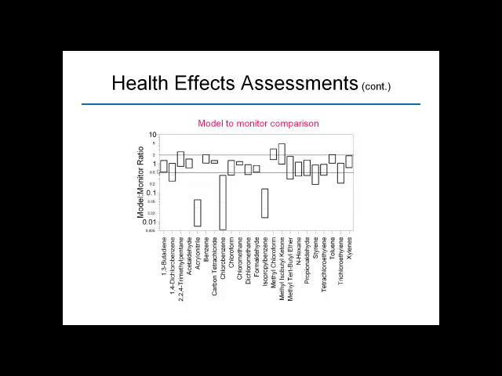And any pollutant where the box is mostly within that factor of 2 range you consider relatively well modeled, and you might be able to use that. That data is going to be more reliable for using modeling data to assess risk.